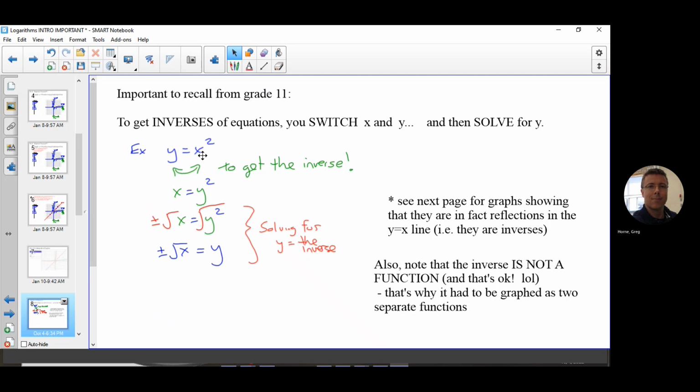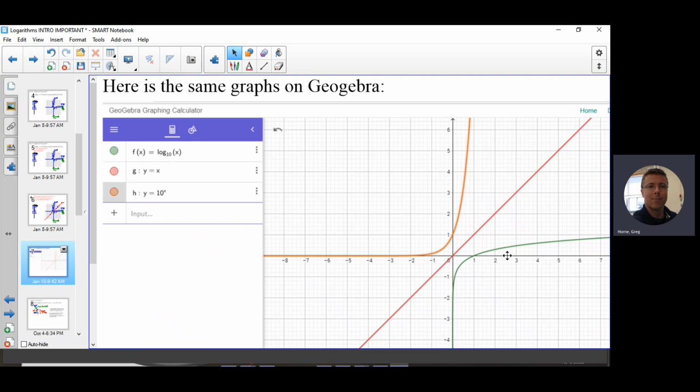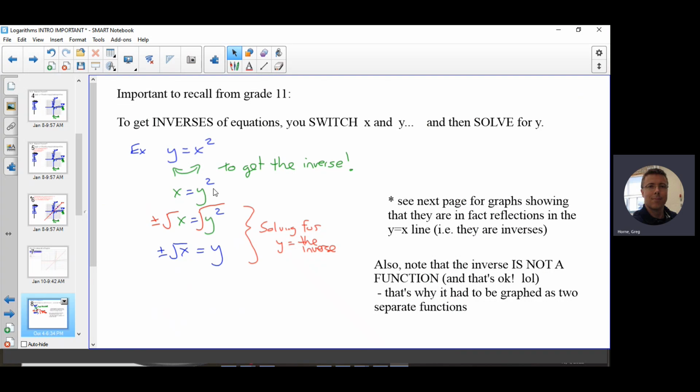As a quick little review of inverses from grade 11, because it'll be necessary for the course: to get the equation of an inverse, you need to switch x and y because they're mirror images of each other. The x becomes the y, and the y becomes the x. So you have to switch x and y. So for this quadratic here, the basic, simplest one, switch x and y, and then you're solving for y. Notice you have to do plus or minus, of course, so you get y equals plus or minus root of x as your inverse.